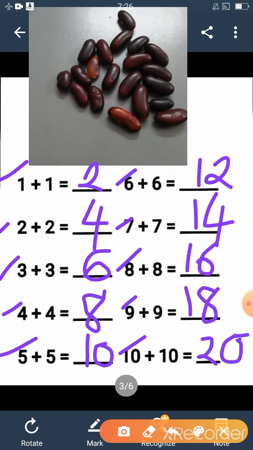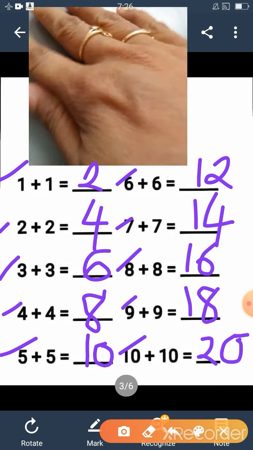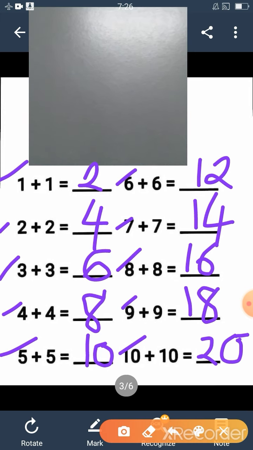Now these doubles, you need to learn them well, children. What you need to learn well? 1 plus 1 is 2. 2 plus 2 is 4. 3 plus 3 is 6. 4 plus 4 is 8. 5 plus 5 is 10. 6 plus 6 is 12. 7 plus 7 is 14. You can also say with me, 8 plus 8 is 16. 9 plus 9 is 18. 10 plus 10 is 20. So learn this very well.